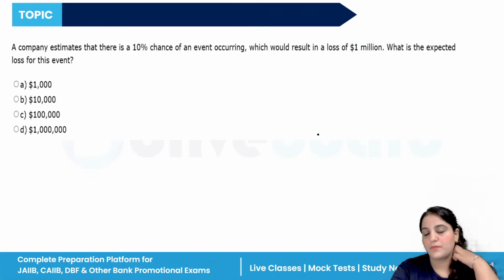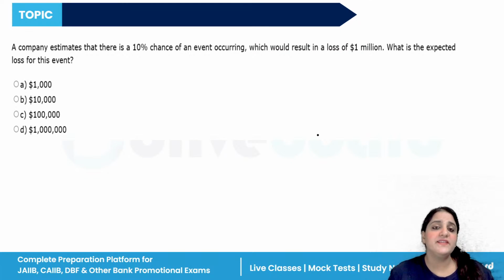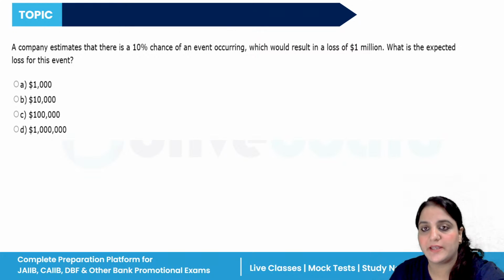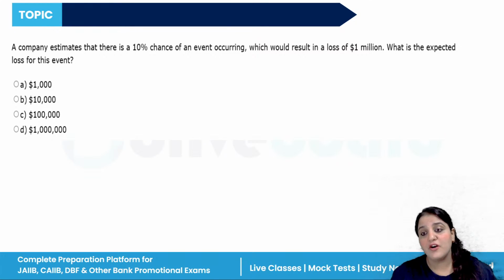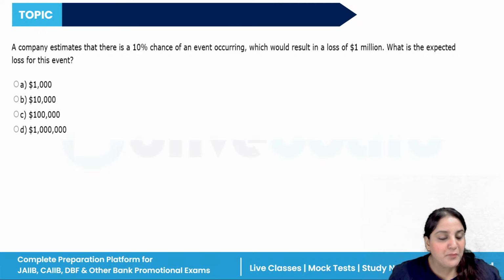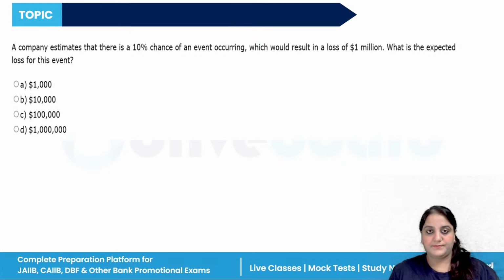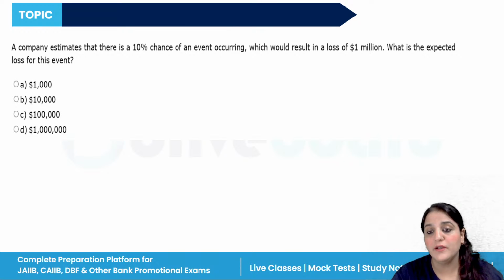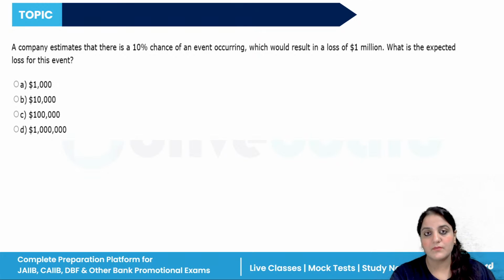Next question. There is a company who estimates there is a 10% chance of an event occurring, which would result in a loss of $1 million. So what is the expected loss for this event? How to calculate the expected loss?